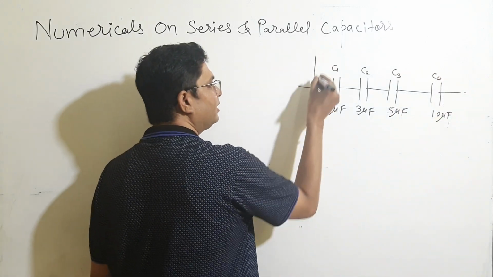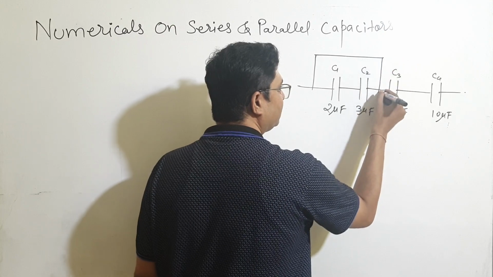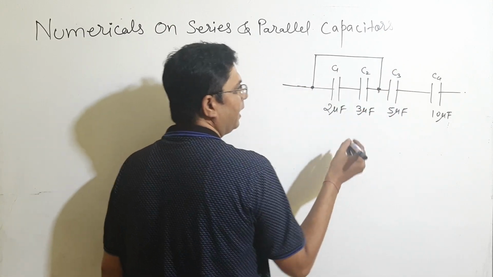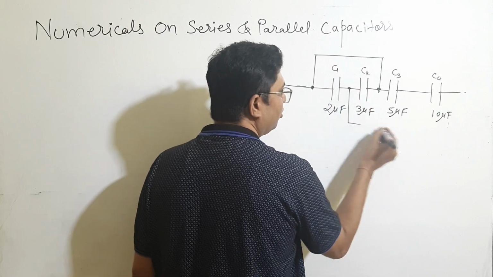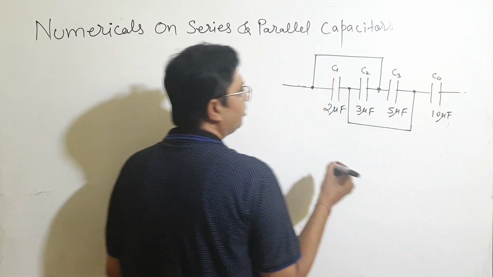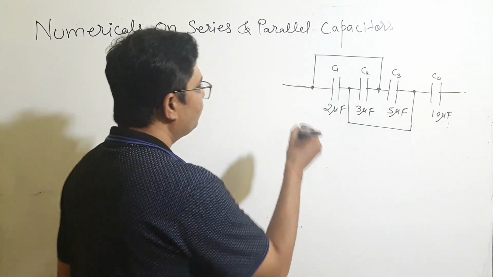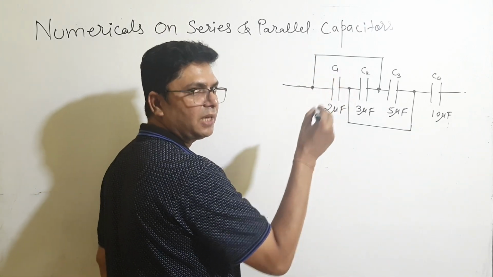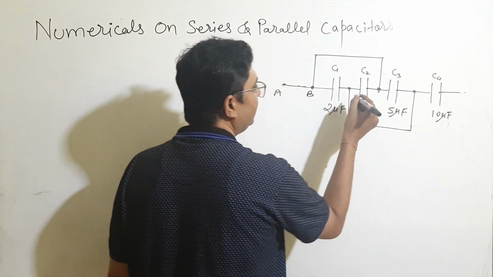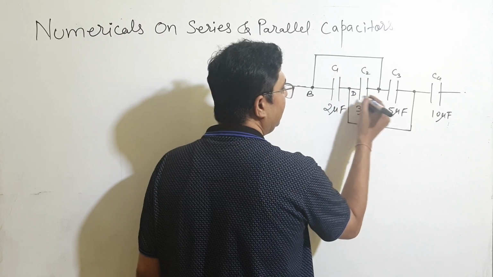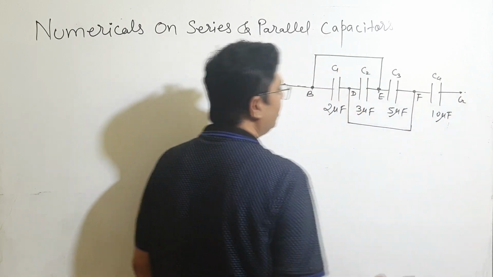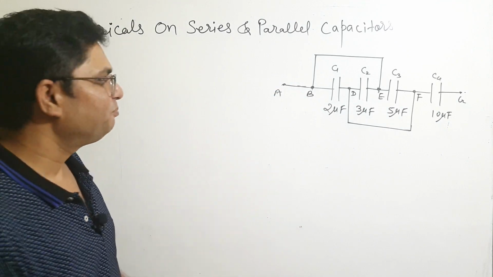Let us join these two capacitors with a connecting wire, so we have this, and join these two capacitors with another connecting wire. Now, how can we solve this type of question? For this, let this be A, B, this is D, E, F, G. We haven't taken C anywhere, right?